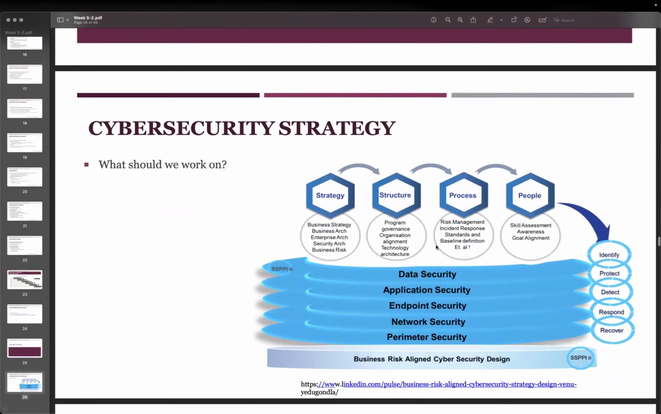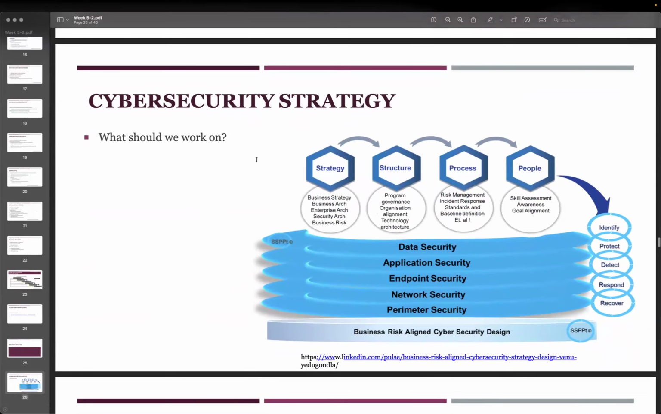And for the security policy, we need to think about what we should work on. That includes the strategy, which maybe includes the business, enterprise security, and some business risk. Then how can we move on to the structure? Maybe the program, governance, organization, all these. And then how about the process? The process includes risk management, incident response, standards, and the baseline definition.